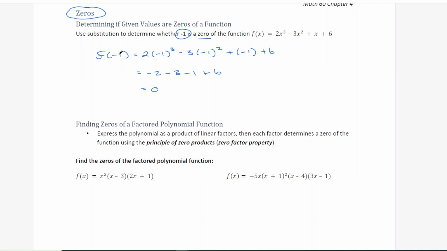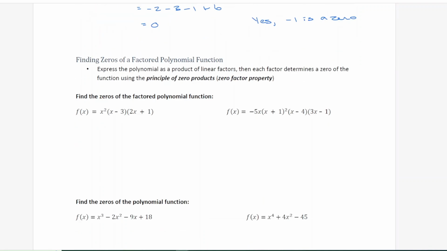So since the value of x at -1 gave me a function value or a y value of 0, then yes, -1 is a 0 of this function. So now what we want to do is, instead of just guessing random numbers and whether they're zeros or not, we want to look at finding zeros of factored polynomial functions.